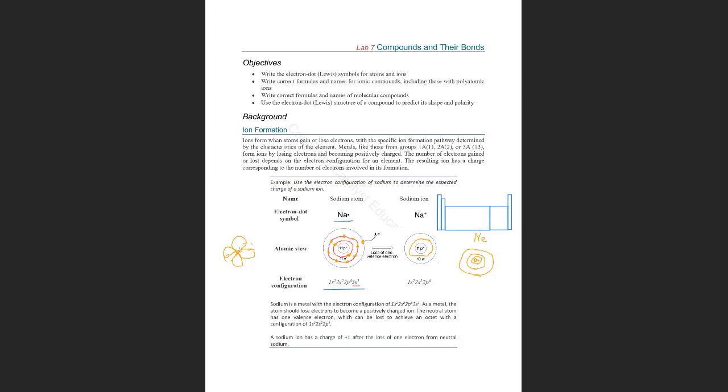So if you're going to draw the Lewis structure for a neutral sodium atom, this is a Lewis structure for an atom, not a compound, you would just draw the outermost electrons on that symbol. In this case, there's only one. I draw it like this.